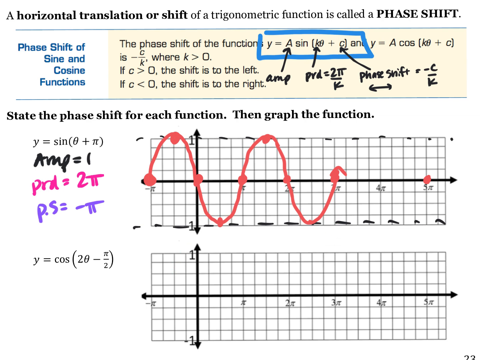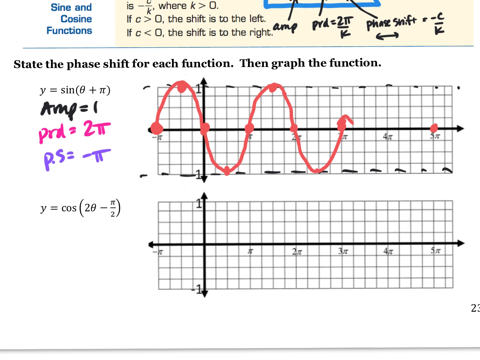One more and then we're done, people. Sound good? Here we go. Cosine. Ooh, it's a cosine graph. Let's talk amplitude first. What's my amp? Amplitude's still 1 because it was 1 cosine. So I'm going to draw my guidelines in for 1 and negative 1.